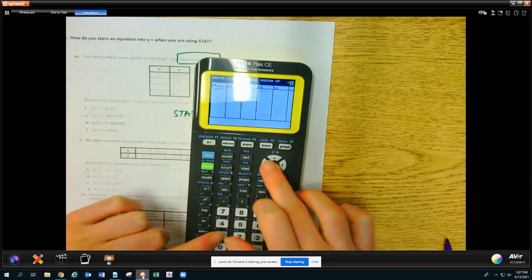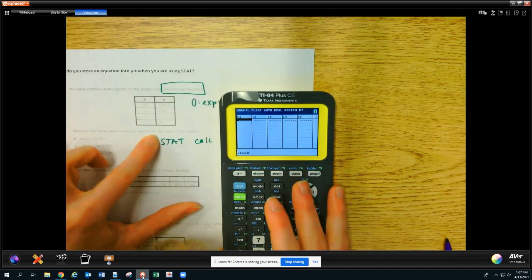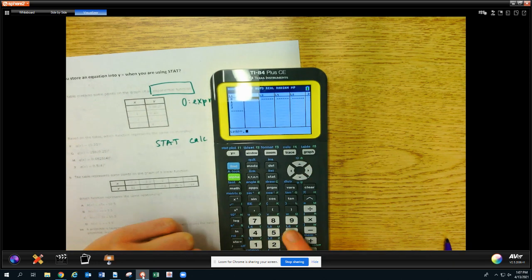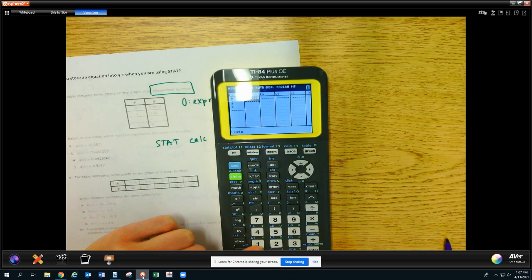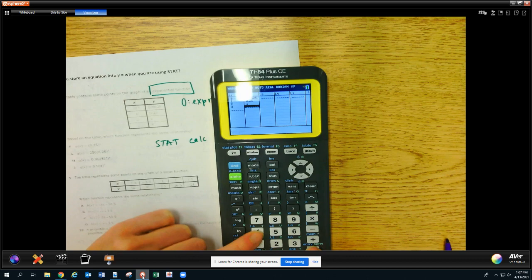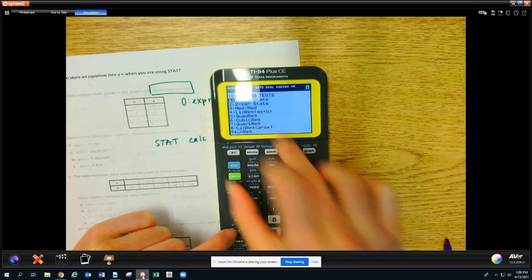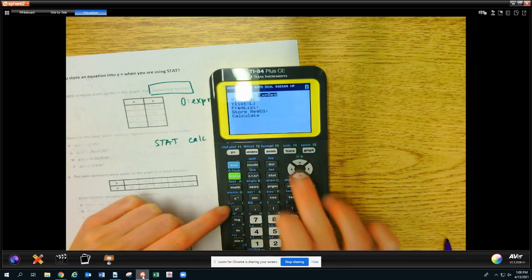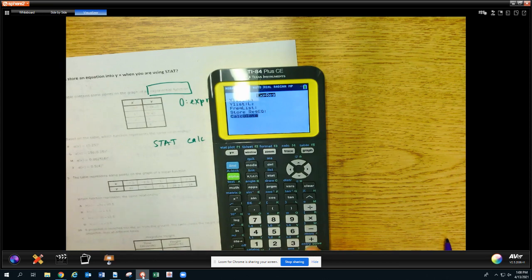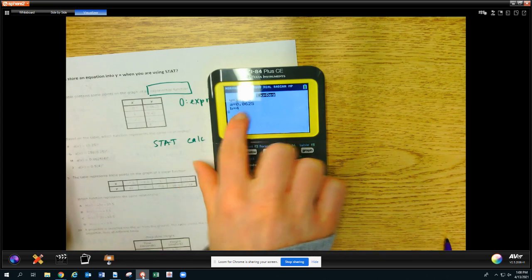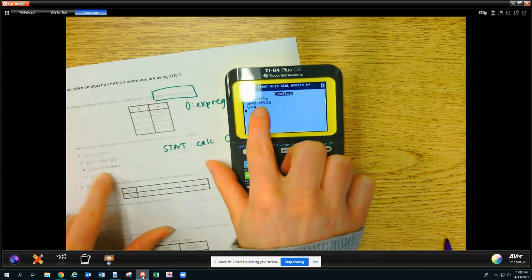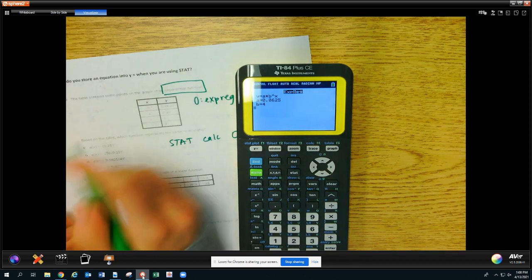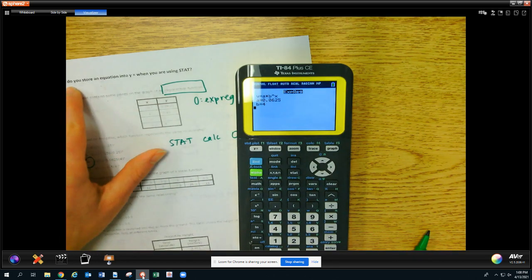So stat edit, and that's 0, 1, 2, 3. You need all the points for these. 0.0625, 0.2514. Stat calc, and we want option 0. You can scroll up or down, but we want expreg, calculate. Here's our function. They give you the A value, they give you the B value. And so the A value is 0.0625, the B value is 4. That's option H.